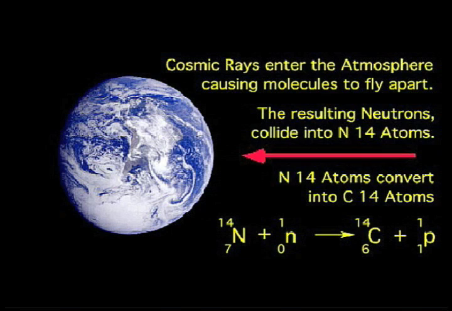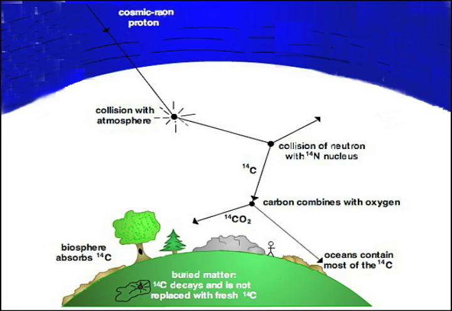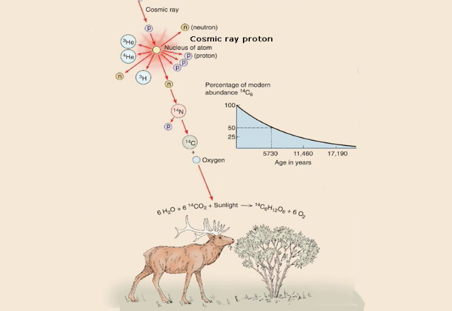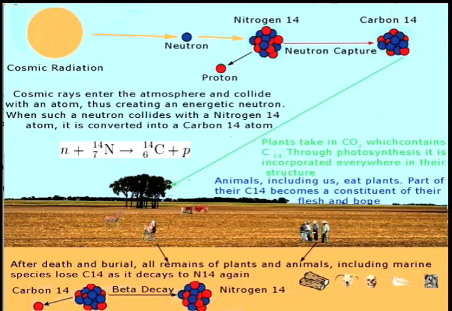Cosmic ray neutrons collide with any atom to produce an energetic neutron, which in turn collides with an atom of nitrogen-14. The nitrogen-14 atom loses a proton, so it's converted into carbon-14. The carbon-14 atom soon unites with oxygen to form carbon dioxide, a gas that forms a small part of the envelope of air around our planet. Plants convert carbon dioxide into the sugars that nourish them. Many animals eat plants, so as long as they live, they maintain a constant level of carbon-14 in their bodies.